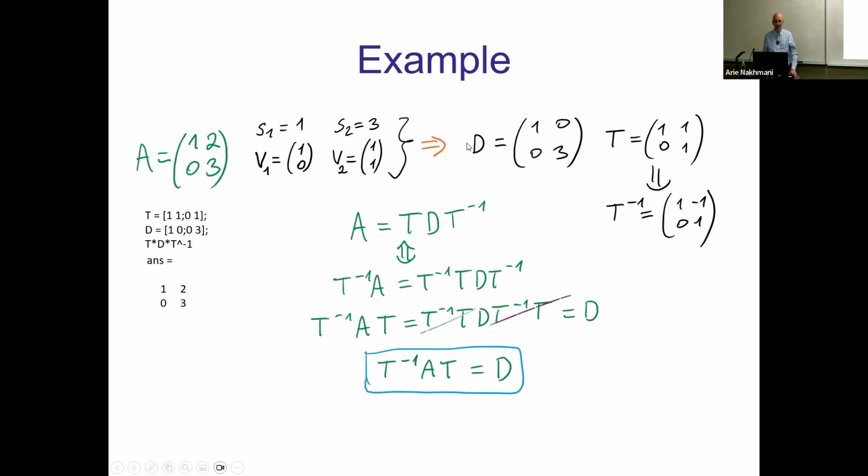Any questions on the example? Or anything else?